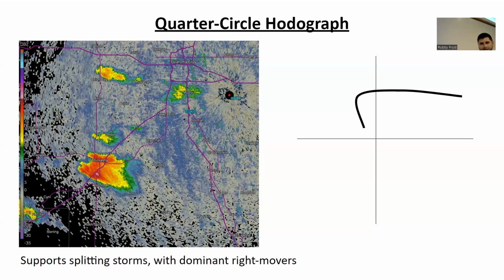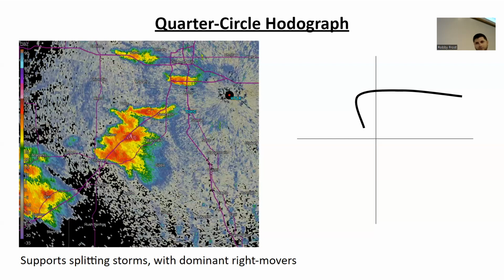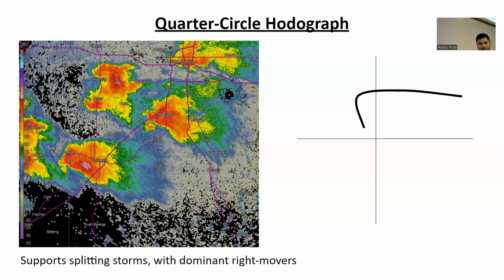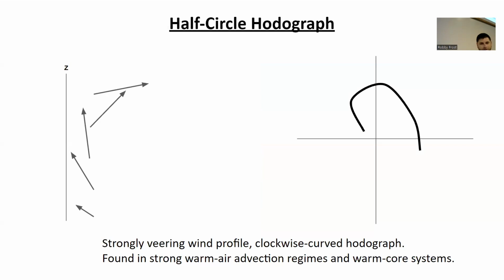So this can support splitting storms also, but you're going to see more dominant right movers with this low-level hodograph curvature. And this can actually reduce the potential for cell interactions compared to the straight hodograph. Here's another veering wind profile, except more strongly veering, which leads to more hodograph curvature. These are going to be found in stronger warm advection regimes.